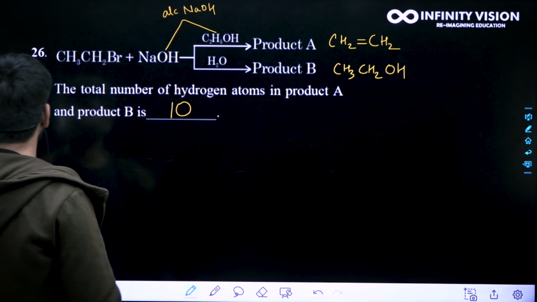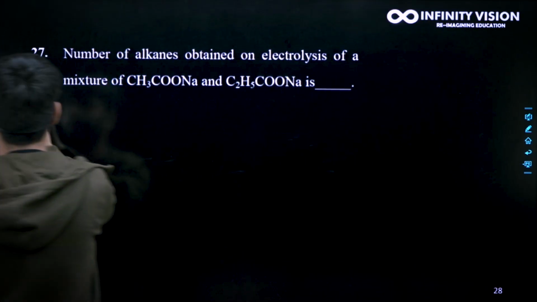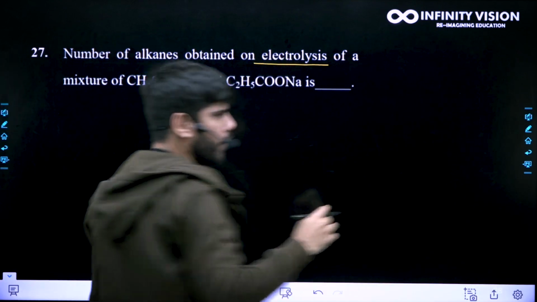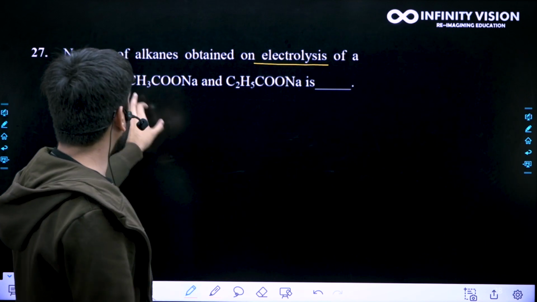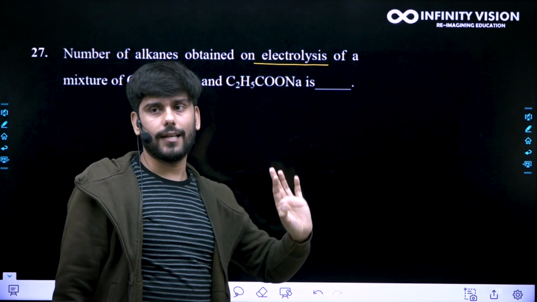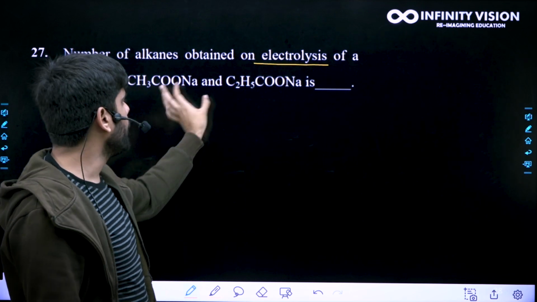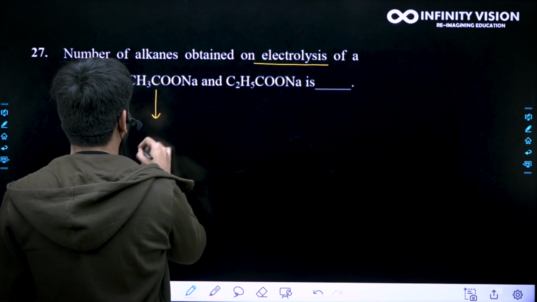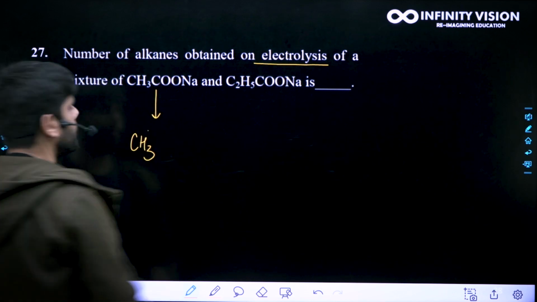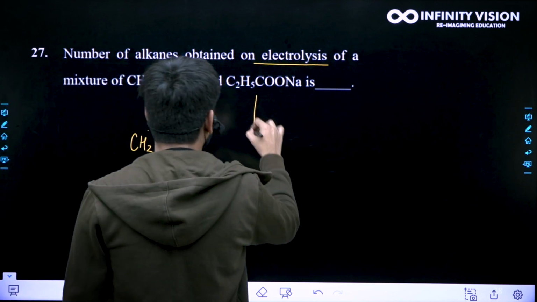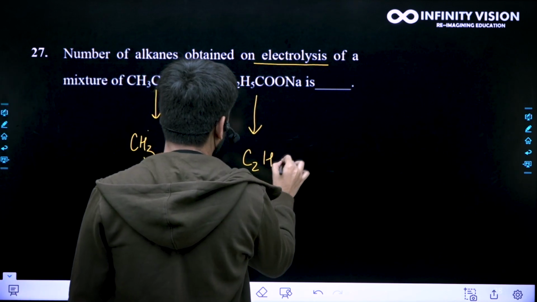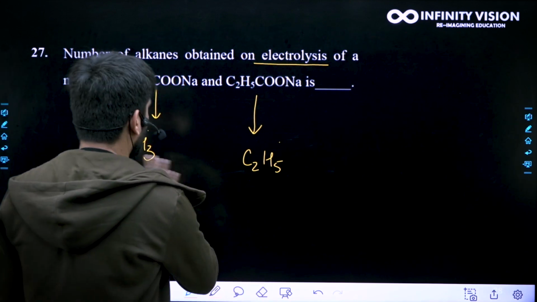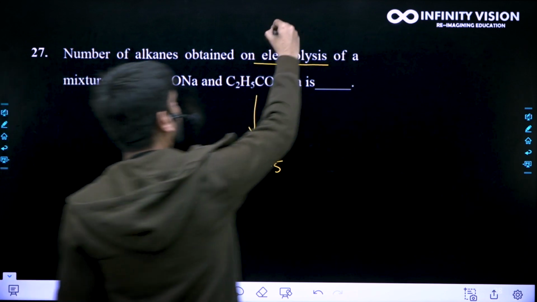Let us discuss the next question. Number of alkanes obtained on electrolysis. Okay, we know Kolbe electrolysis of a mixture of two carboxylate salts, right? Salts of carboxylic acid. All right. So let's see. Now from here, what do we get? We get CH3 radical, right? And from here, what do we get? We get ethyl free radical, right? Okay. So now there are 3 possibilities. This is a kind of coupling reaction only.